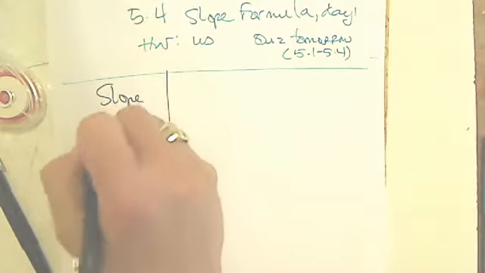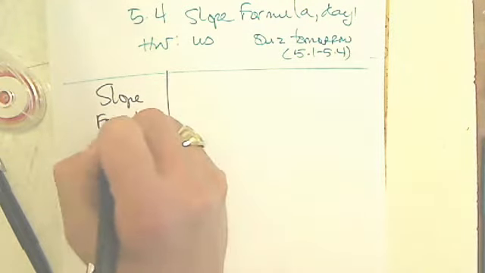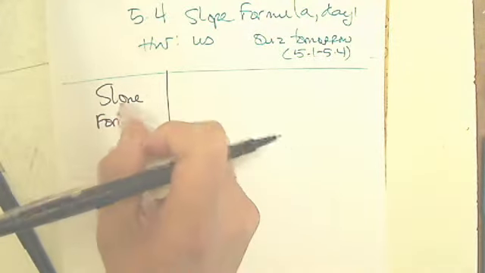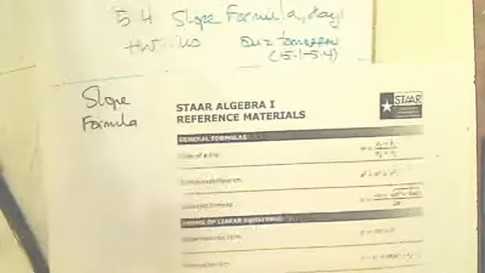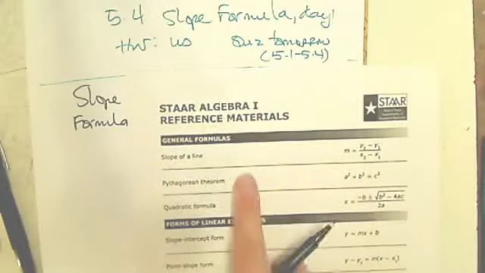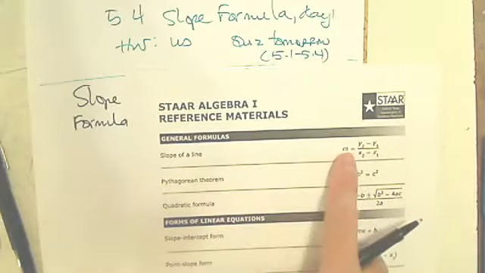Okay. Slope formula. The slope formula is located here on the start and of course exam form chart here. You have the slope of a line. This is what we're doing today.